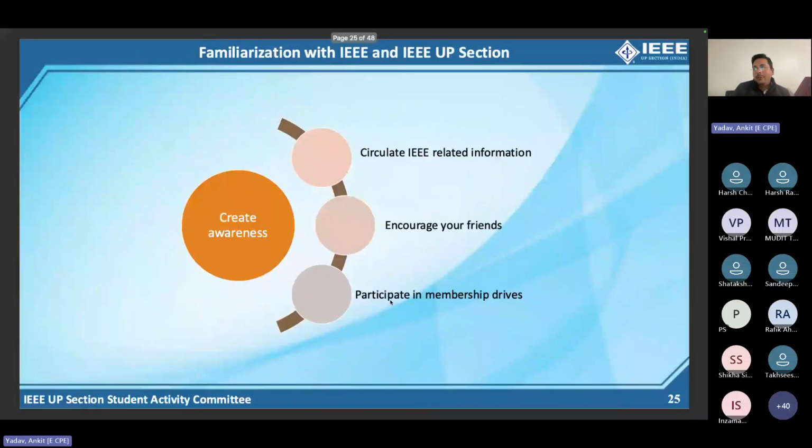And then to create awareness, circulate the IEEE related information, encourage your friends, and participate in membership drives. Like the members attending today and learning about IEEE and the IEEE UP section, it would be great if you go and tell your friends and colleagues what you learned, that there is a section, there is an activities committee, and they are doing these things, and you encourage them to take a look at whether what the section is doing is useful for them or not. Whether the opportunity IEEE is providing is useful for them or not. If it is useful for them, encourage them to take benefit of it. If it is not useful for them, that's all right.